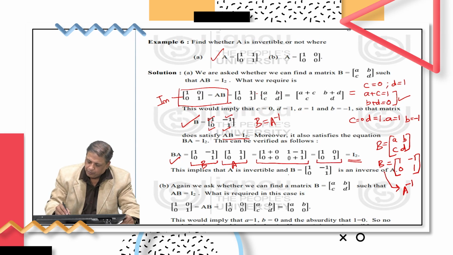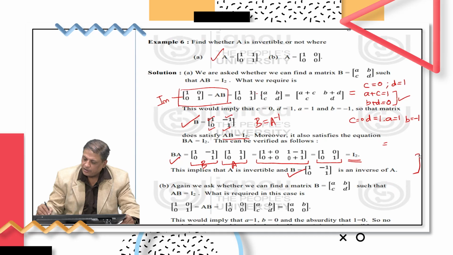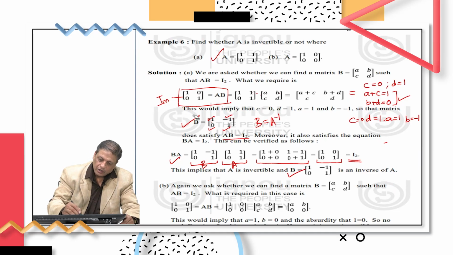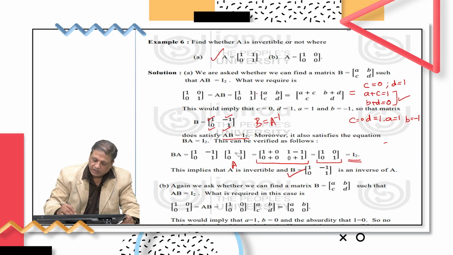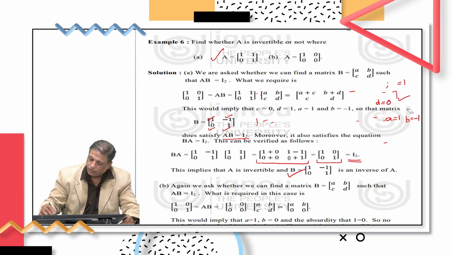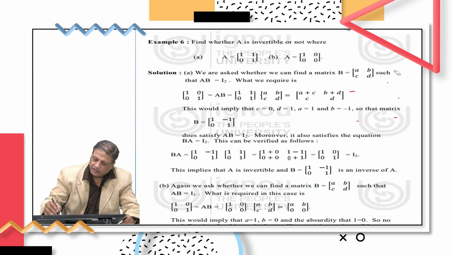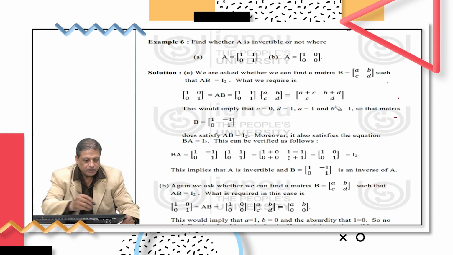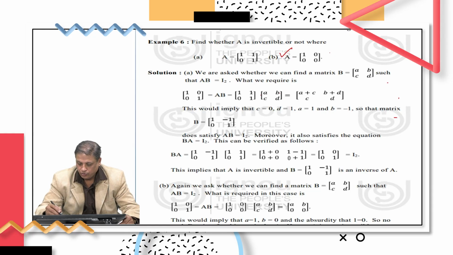This means that B is the inverse of A. So we had verified also that B is the inverse of matrix A. Now let's extend our discussion to solve another problem, given as part B, where the value of A, which is to be checked whether it is invertible or not, is 1 0 and 0 0.